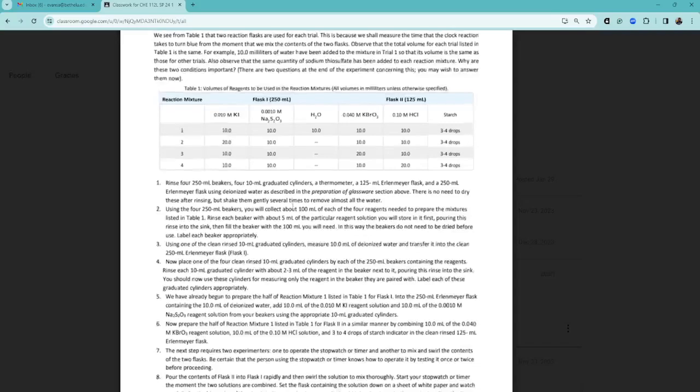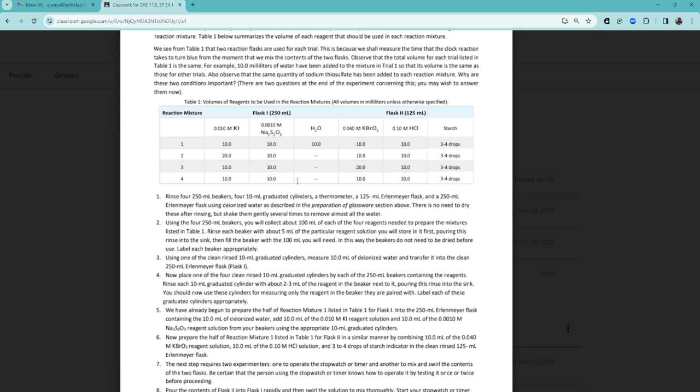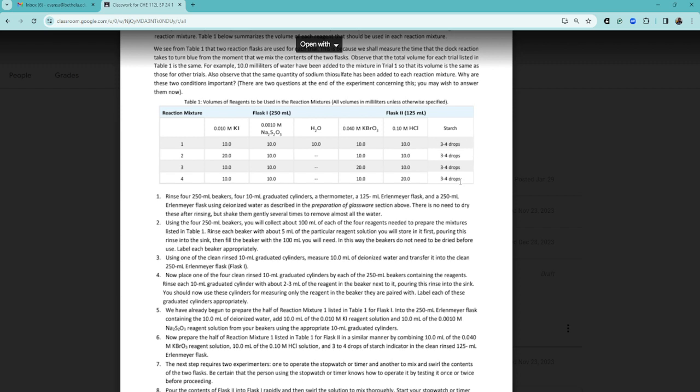So there are some other things in there, but you'll notice here we'll be making a series of reactions in this table. This table shows everything we're going to do. We're going to make 4 different sets of flasks with flask 1 and flask 2. Flask 1 is going to contain potassium iodide, the S2O3, water, and bromate, with volumes of 10, 10, 10, 10, 20, 10, no water, 10, 10, 10, 20, 10, 10, 10, and this one has 20. Flask 2 is going to contain HCl and starch, and we're going to mix those together.